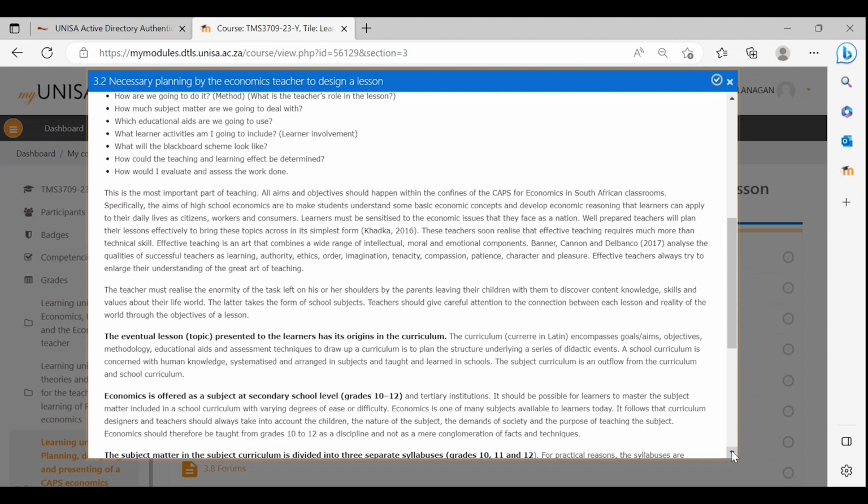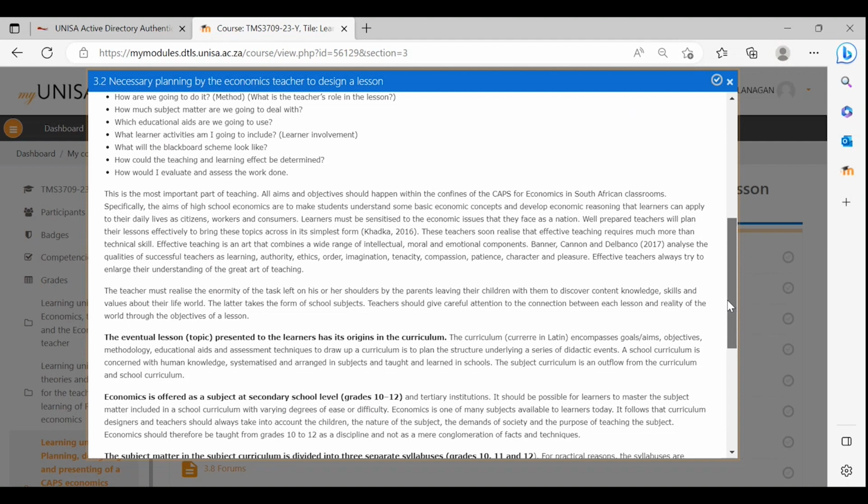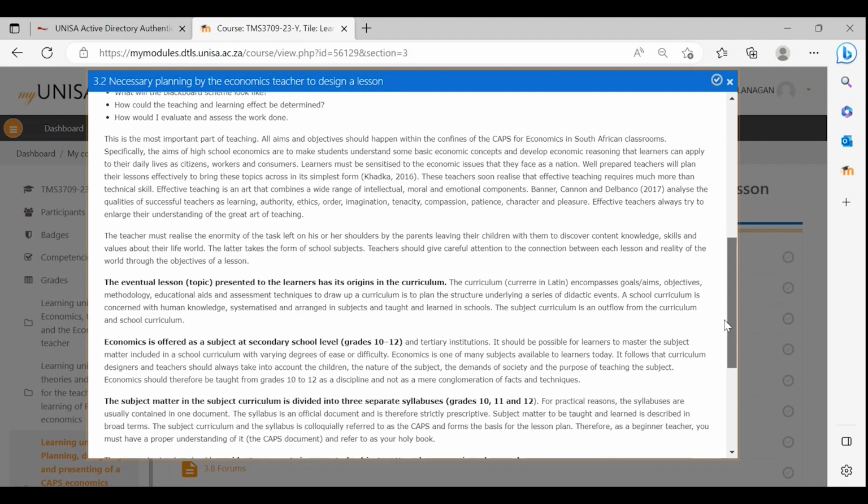Then the teacher must realize, in this paragraph here, the enormity of the task left on his shoulders by parents, leaving their children with them to discover content, knowledge, skills, and values about the life world. Then it says further, the teacher should give careful attention to the connection between each lesson and the reality of the world through the objectives of a lesson.